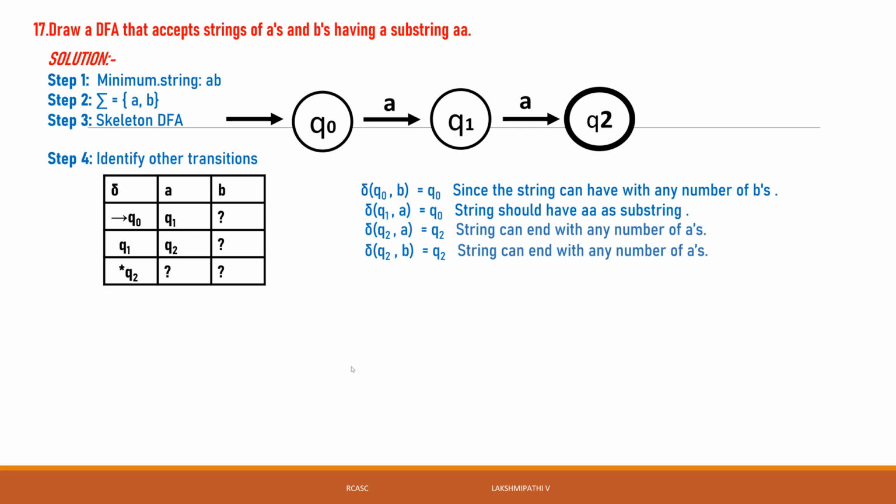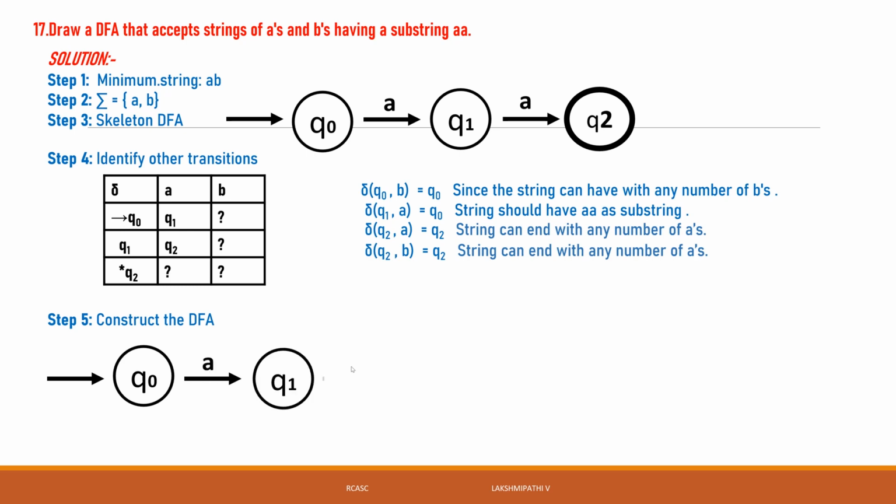Then we can go for constructing the DFA. First take the skeleton. Q0 is the starting state. Q0 reads A, it goes to Q1. Q1 reads A, it goes to Q2. Then Q0 of B is Q0 only. Q1 of B is also Q0. Q2 of A is Q2 only. Q2 of B is also Q2 only.